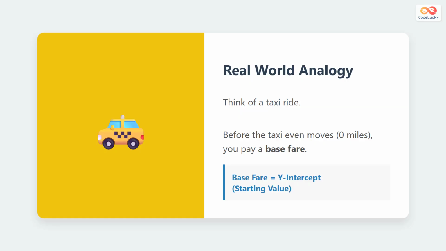To understand this in the real world, think of a taxi ride. Even before the car moves a single mile, you often have to pay a base fare just for getting in. That base cost is your y-intercept. It is the cost when the distance traveled is 0.